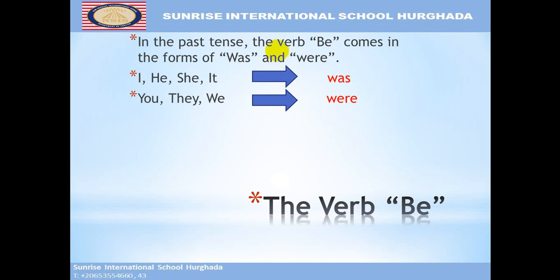Let's take a look at the past tense. So in the past tense, the verb be comes in the forms of was and were. For example, with the pronouns I, he, she, and it, we use the form of be in the past, which is was. With pronouns such as you, they, we use the form of be, which is the verb were. Same thing, if we have singular nouns, we're going to use was. If we have plural nouns, we're going to use were. So for example, I can say, I was happy to meet him, or they were happy to meet him.